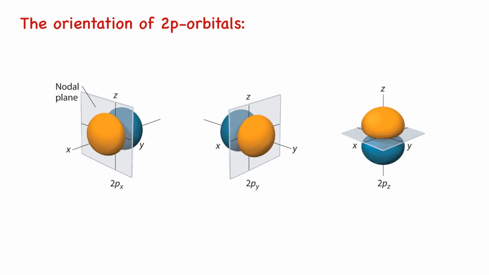For the px orbital, the yz plane is the nodal plane. And for the py orbital, the xz plane is the nodal plane. And for the pz orbital, the plane passing through x and y axis, that is the xy plane, is the nodal plane. Therefore, there are three different types of p orbitals based on their orientation in the 3D space: px, py, and pz.